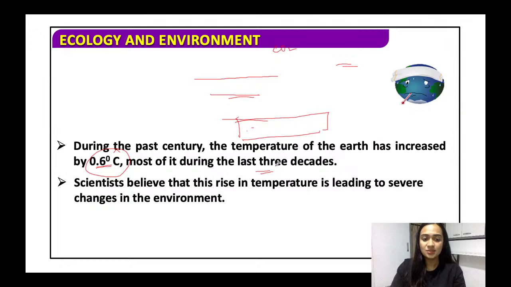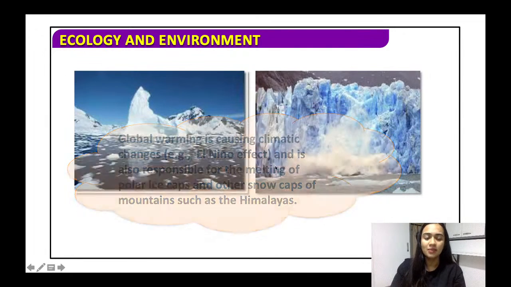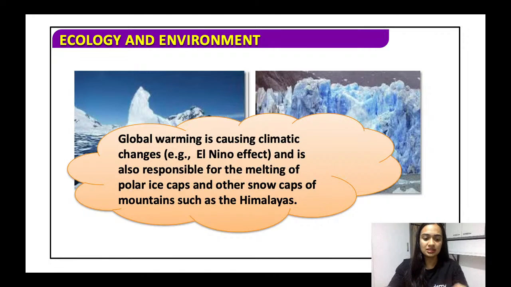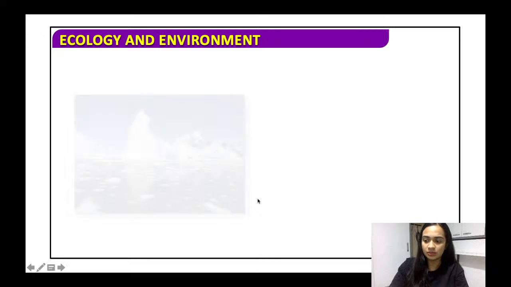Okay? Now, scientists believe that this rise in temperature is leading to several changes in the environment. Melting of glaciers, okay? This global warming is causing climatic change. एल नीनो इफेक्ट. ठीक है, बहुत इंपॉर्टेंट है, ये वर्ड आपको याद रखनी है. ठीक है, what is it? And this is basically your melting of the snow cap, and it is also responsible for melting of the polar ice caps and other snow caps of the mountain such as Himalaya. As Indians, ये ग्लोबल वार्मिंग देखा गया, and we need to find a solution to curb it.